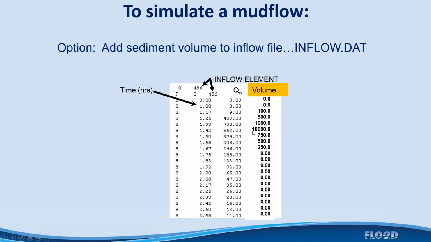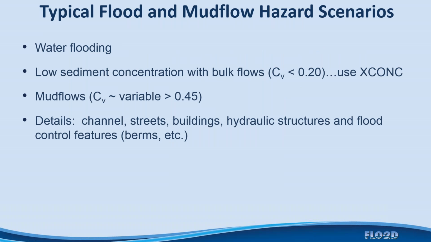If you entered this just 2 or 3 elements upstream of the fan apex, you would just load it, and then it would start tracking this volume downstream in time and space in every grid element. So a typical flood and mud flow hazard scenario would consist of, in this case, maybe water flooding, low concentration with bulk flows, maybe 20% or something. Just use the concentration factor.